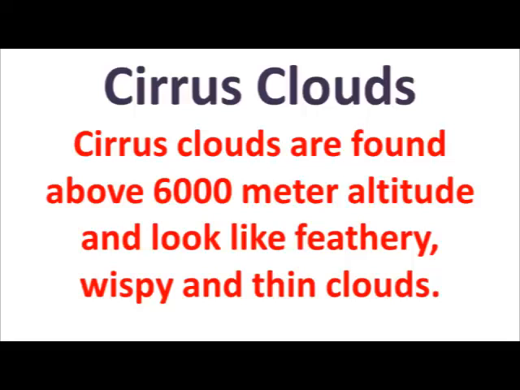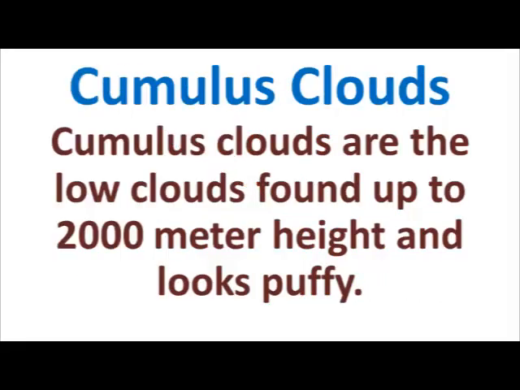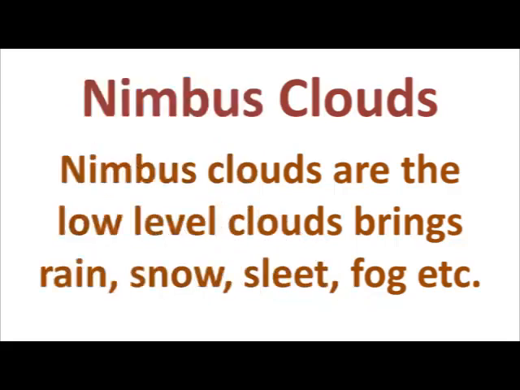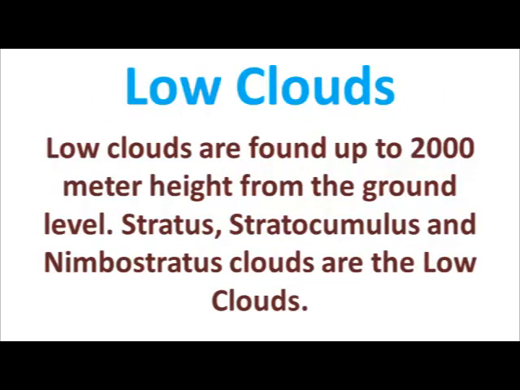Cirrus clouds. Cirrus clouds are found above 6,000 meter altitude and look like feathery, wispy, and thin clouds. Cumulus clouds. Cumulus clouds are the low clouds found up to 2,000 meter height and look puffy. Nimbus clouds. Nimbus clouds are the low-level clouds that bring rain, snow, sleet, fog, etc. Low clouds. Low clouds are found up to 2,000 meter height from the ground level. Stratus, stratocumulus, and nimbostratus clouds are the low clouds.